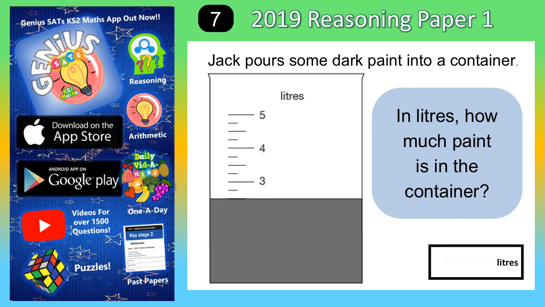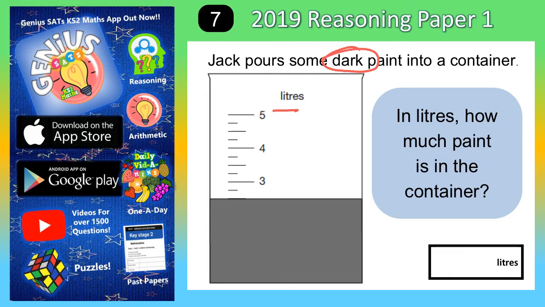And this one's all about pouring dark paint into a container. And it says, in litres, how much paint is in the container? Well, the problem we've got here is it is dark paint. And you can see it's so dark that it's covering the numbers up on the scale down the side of the container. So we can't actually see the numbers. But if we're a little bit smart, we can figure it out.